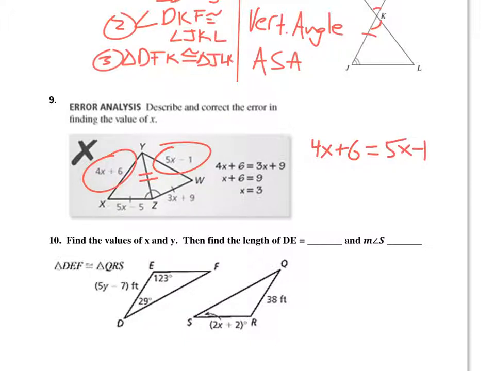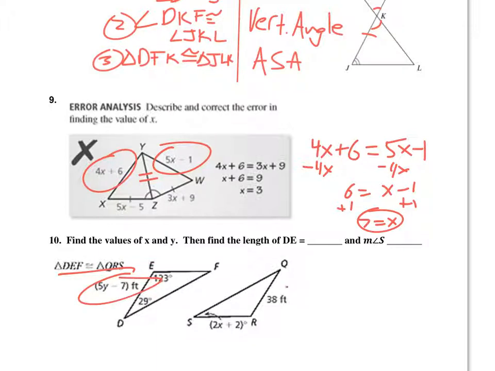So let's solve this up. Subtract 4x from both sides. And 6 equals x minus 1. Add 1. And we get 7. All right? That's the idea, okay? Down here on number 10, we got 2 triangles. We know they're congruent. We want to find x and y and then find some missing parts.